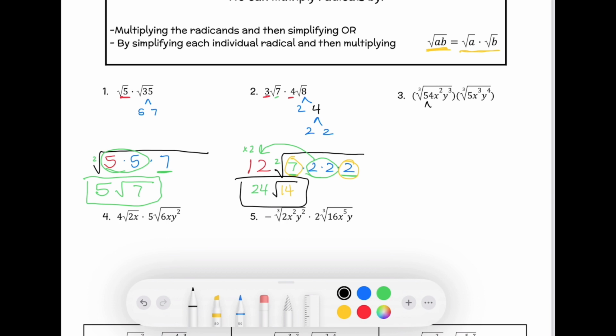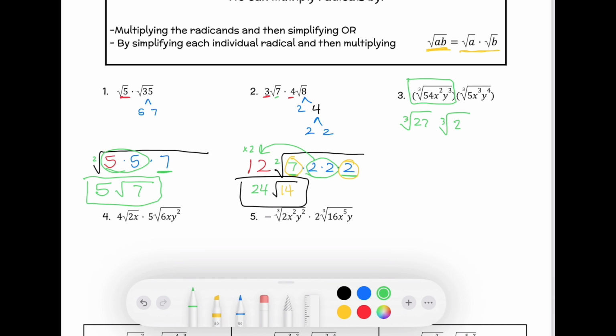So if we actually divide this, I'm going to go ahead and do it that way. So if we break this up where we have a perfect cube of 27, because we can divide 54 by 27, and we'll have the cube root of 2 left over, because 54 divided by 27 is 2.